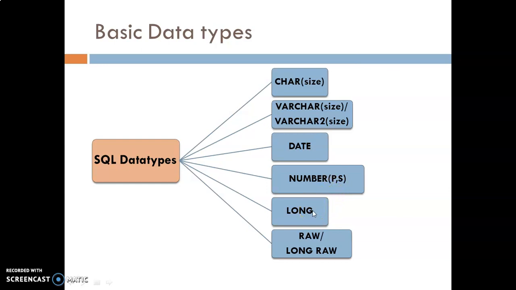The long data type is also used to store a large amount of character string of variable length. The maximum size of the long data type is up to 2 GB. Raw or long raw: these data types are used to store binary type of data like images, audio and video files. In the raw data type the maximum length is up to 255 bytes, and in the long raw data type the maximum length is up to 2 GB.